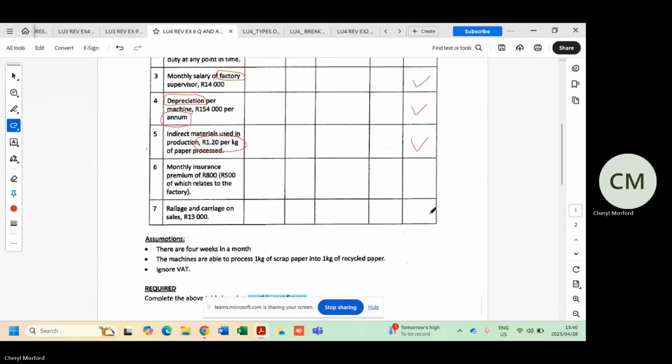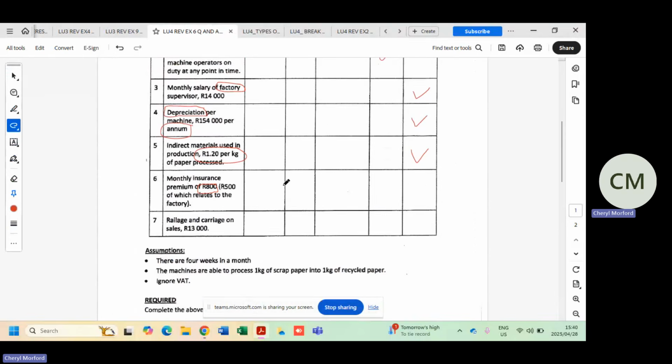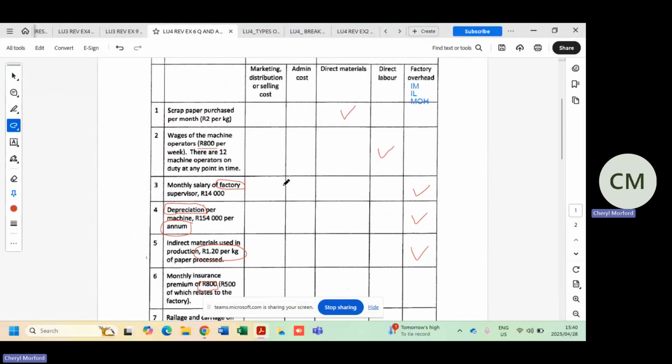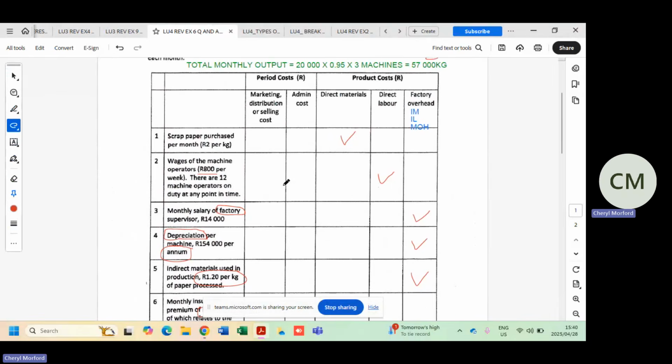Okay, next up, the monthly insurance premium is 800 Rand. Now, there's a further breakdown of this. Remember I said some costs can be split and others you will not split. Okay. So that 800 Rand consists of 500 Rand for the factory. So then there'll be another 300 Rand. And if it's not for the factory, it's clearly then for the office. So this one, it does require us to split the insurance. Reason is we need to sort into product cost and period cost.